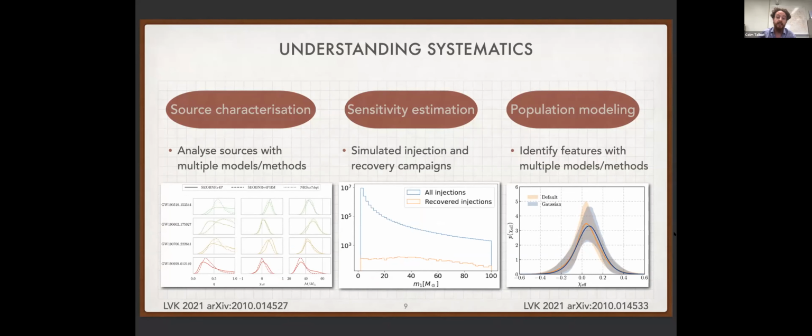For the sake of time, I'm going to skip over this systematics slide, but the big takeaway is that if we can have redundant analyses, then we can beat down our systematics. So multiple independent models and methods for analyzing the data. I'm happy to talk about this later or offline if people are interested.